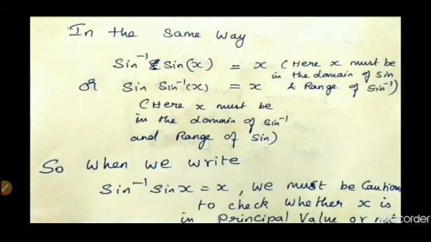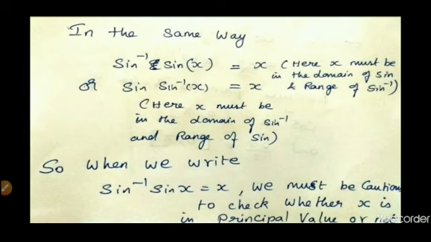And sine inverse and sine will get cancelled, right? So look at the next one. Sine of sine inverse x is equal to x only if x is in the domain of sine inverse and the range of sine. So what is the domain of sine inverse? Minus 1 comma 1. What is the range of sine? Minus 1 comma 1. Clear?